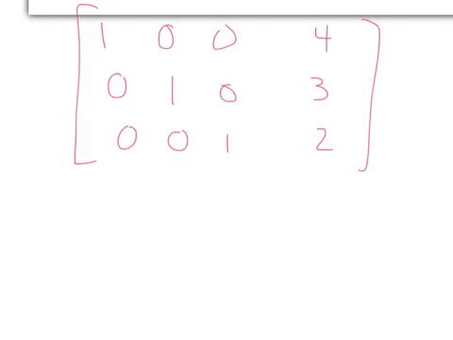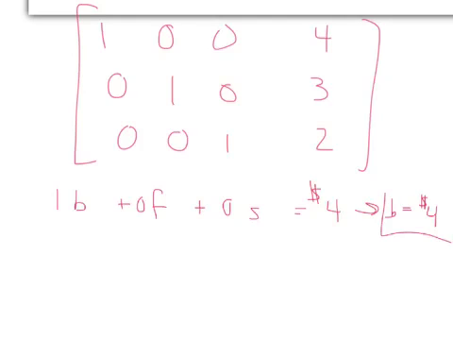So again, this first line means there's 1 burger, no fries, no shakes, and that equals $4. Therefore, a burger is $4. The second one is just 1 fry, and that's going to be $3, and 1 shake is $2. So a shake is $2. That's it for this one.